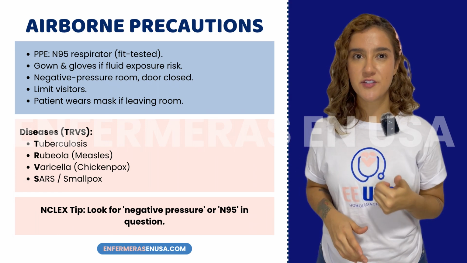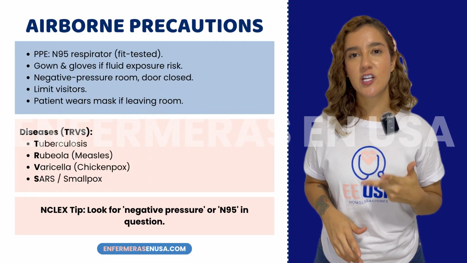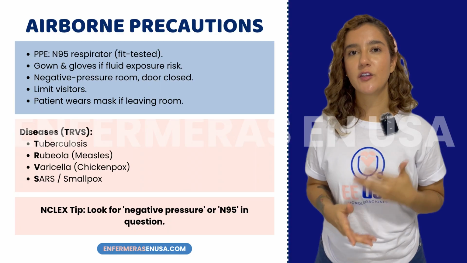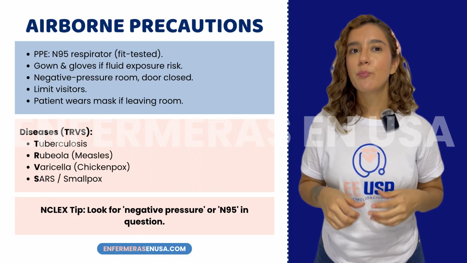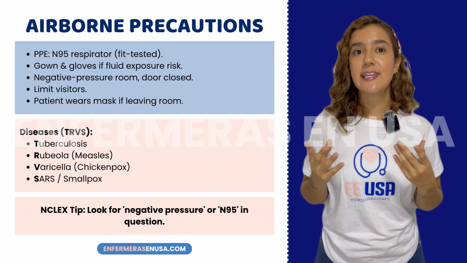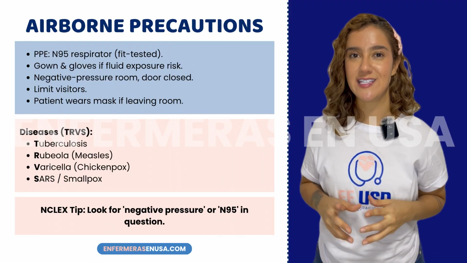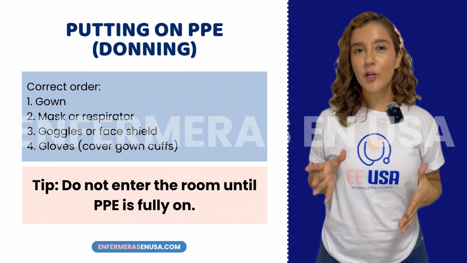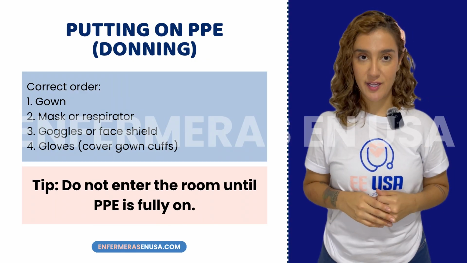To remember the common airborne diseases, think TRVs, the three recreational vehicles. T for tuberculosis, R for rubella and measles, V for varicella chickenpox, and S for SARS-CoV or smallpox. And an NCLEX tip: if the scenario says productive cough, weight loss, night sweats, and negative pressure room, the answer is airborne precautions for TB. We already saw the isolation precautions, but what about the personal protective equipment?